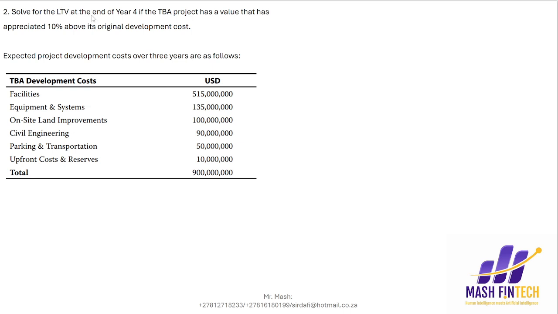Solve the loan to value at the end of year 4 if the TBA project has a value that is appreciated by 10% above its original development cost. I put the development cost here. Remember, the loan to value is simply given by the outstanding debt, the debt outstanding divided by the current project value.